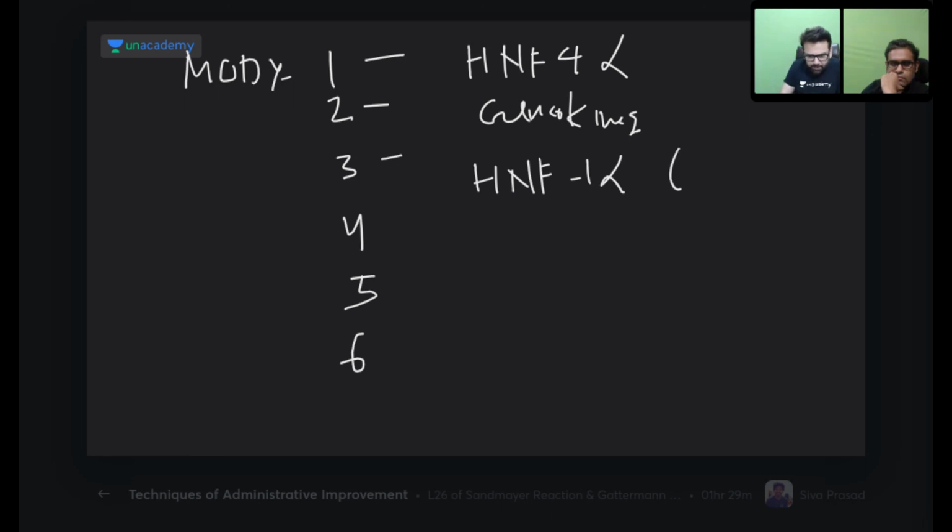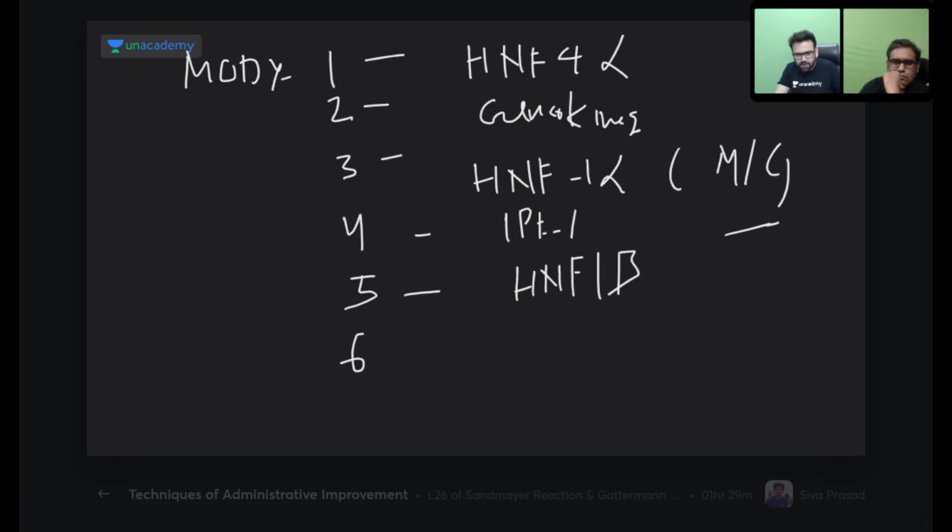And what is type 4? It is IPF1. And what is 5? It is HNF1 beta. It is NDI. So please remember at least this much. This is the most common variant. This is about type 2 diabetes.